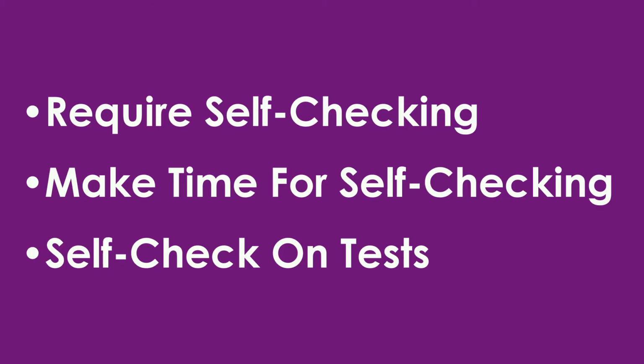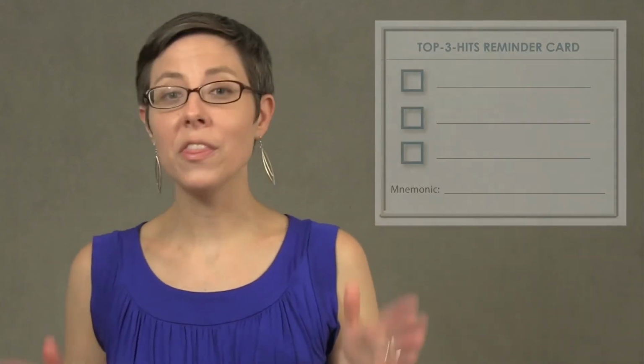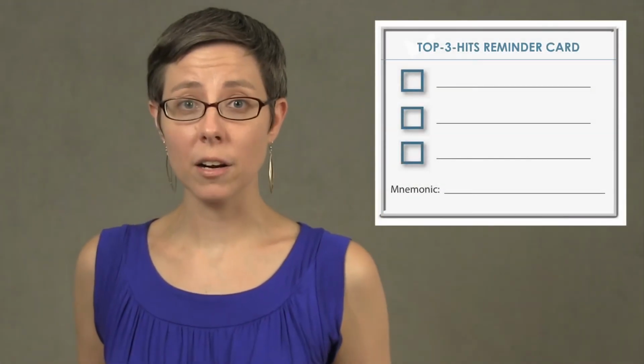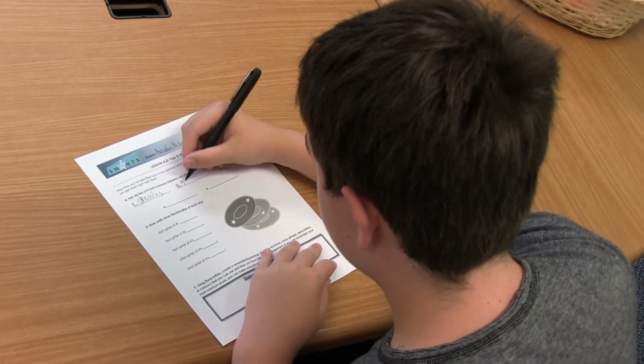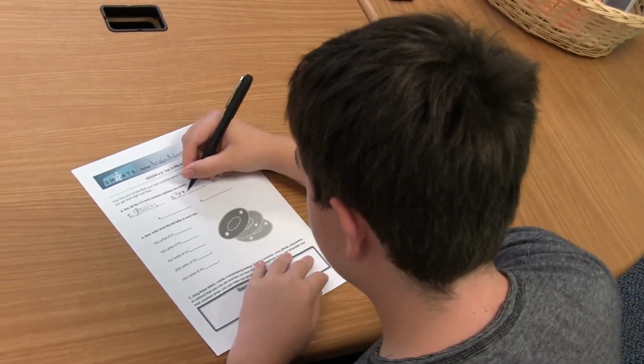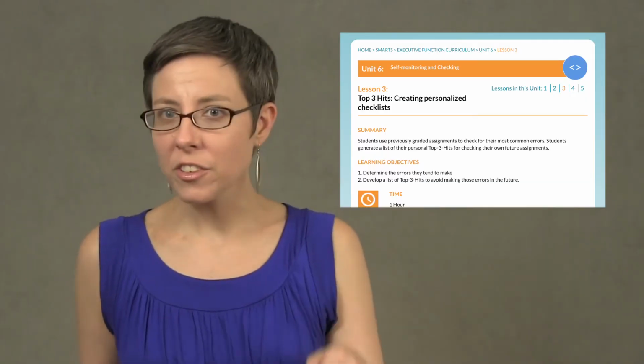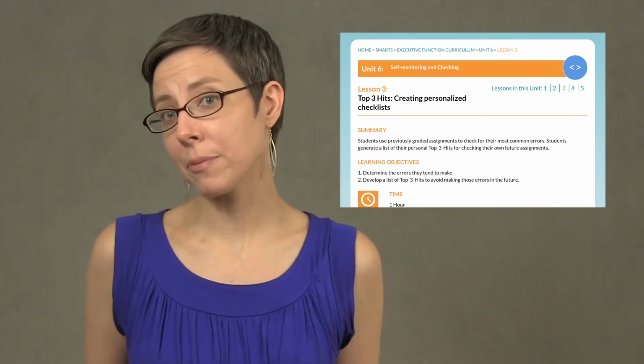Self-check on tests. Provide a space at the top of tests and quizzes that students can use to record their top 3 hits, their most common errors. Students should use these checklists when reviewing their tests before handing them in to the teacher. See Unit 6, Lesson 3 for more on the top 3 hits.